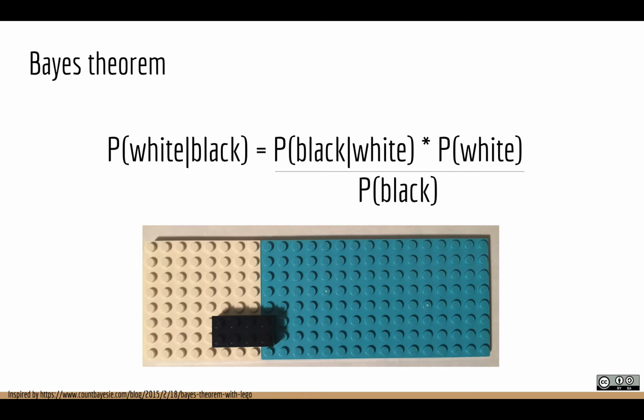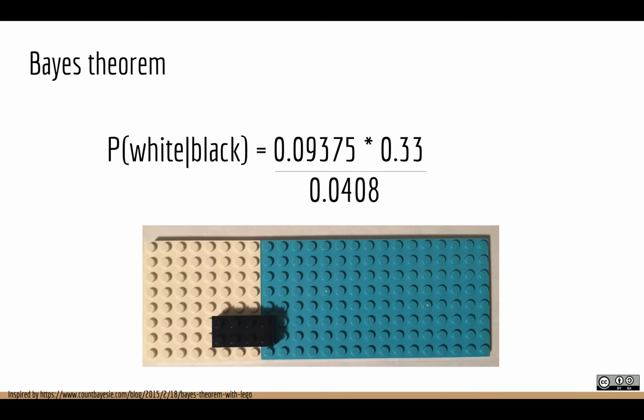And we can do, what's the probability of white given black? It's flipping the same thing, using the same priors. We can plug and chug, and we end up with 0.75, which I think makes sense visually, right?